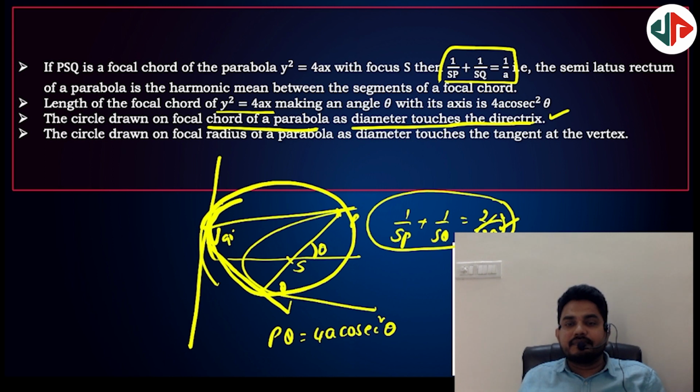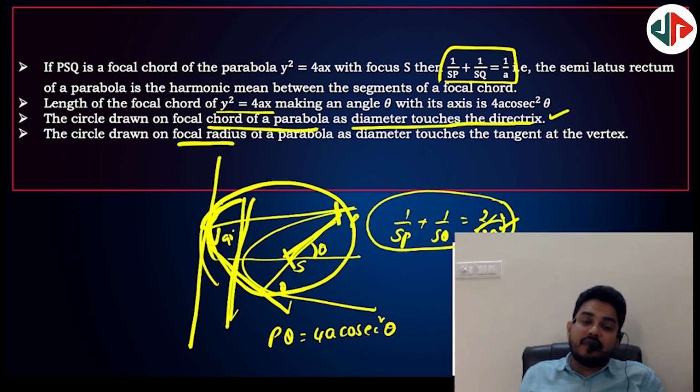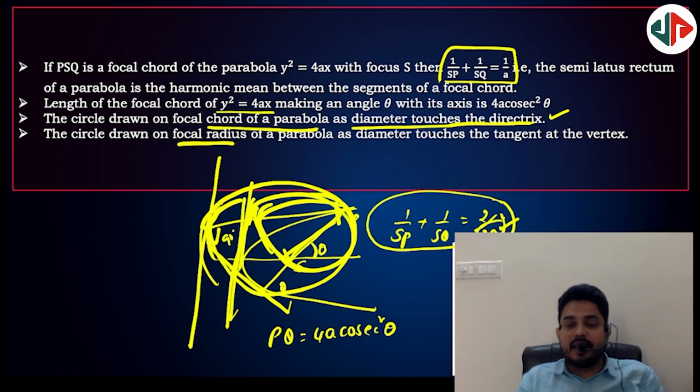The circle drawn on the focal radius, if you take this part, this is the focal radius, touches the tangent at the vertex. If you take this one as the end points, it is going to touch the tangent at the vertex.